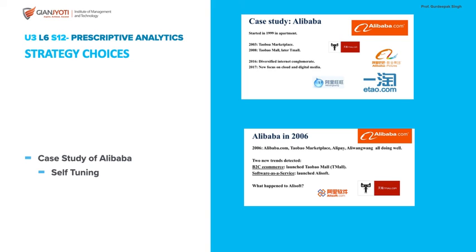One was B2C e-commerce, so they immediately launched, they changed in 2008 to Tmall. And then SaaS, which is software as a service, so they immediately launched AliSoft. So these were the things which they did. What happened to AliSoft? Gone now. And it was at its peak at some point of time. So this is what Alibaba is working on: exploration and exploitation using the self-tuning strategy.